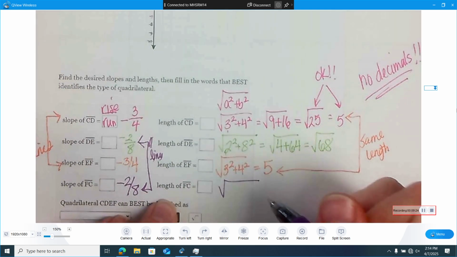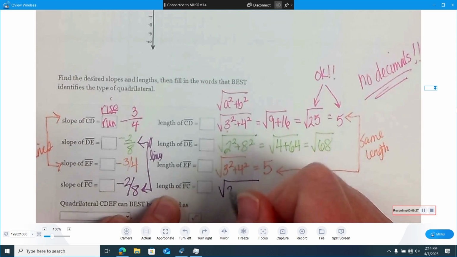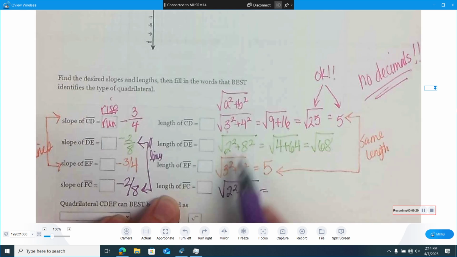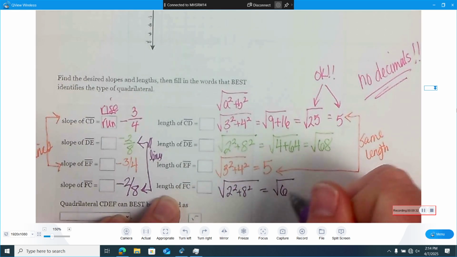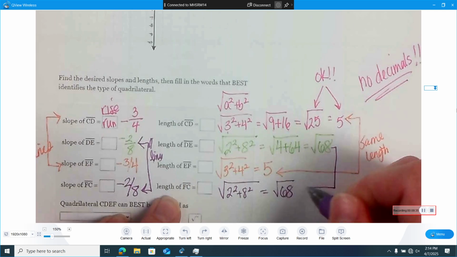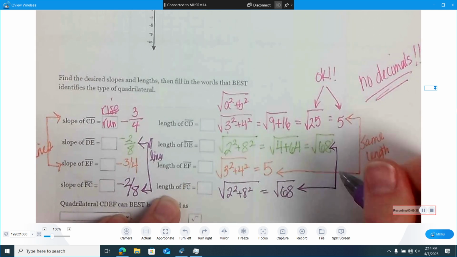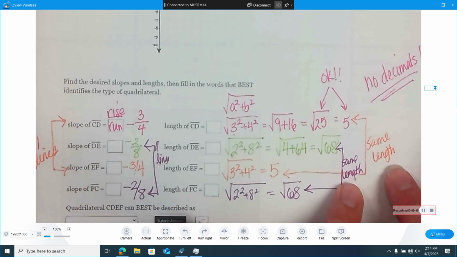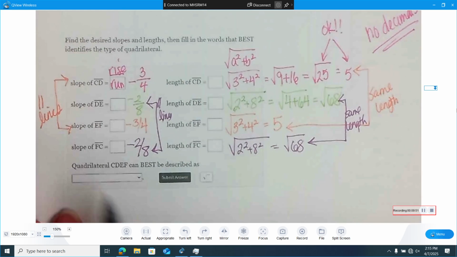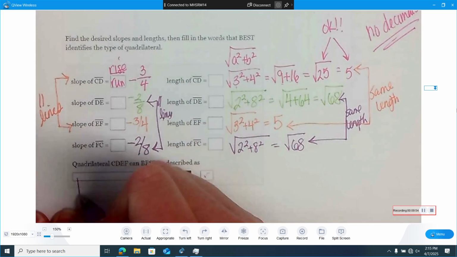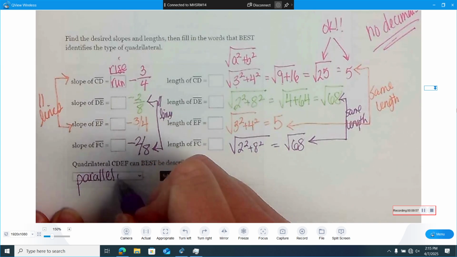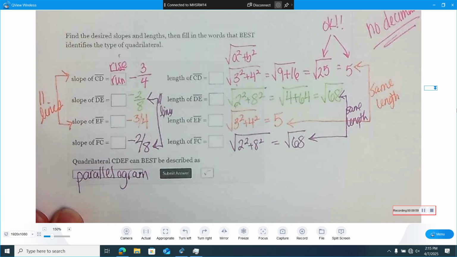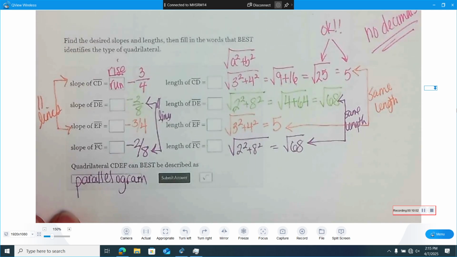And once again, if I find my length here, 2 squared plus 8 squared. Wait a minute, I've done that before. It is radical 68. And once again, there's another set that are the same length. So we have 2 sets of parallel lines and 2 sets that are congruent in length. Opposite sides are congruent. So this quadrilateral can best be described as a parallelogram. They're all parallelograms today, ladies and gentlemen, because it's all we've talked about.